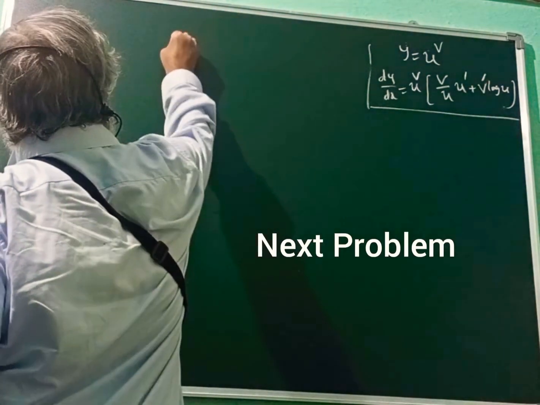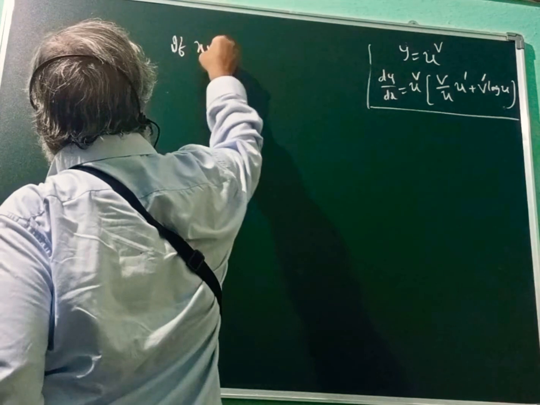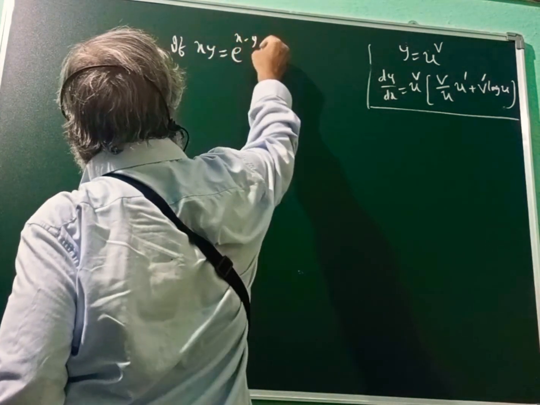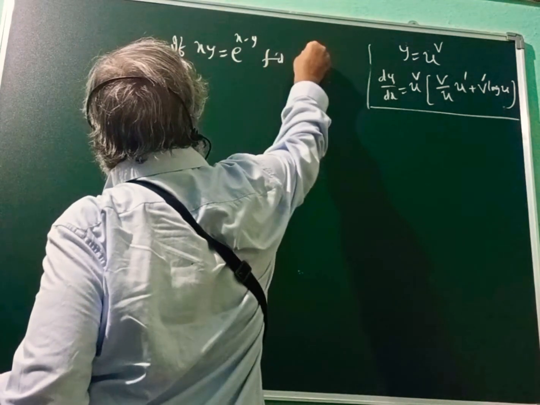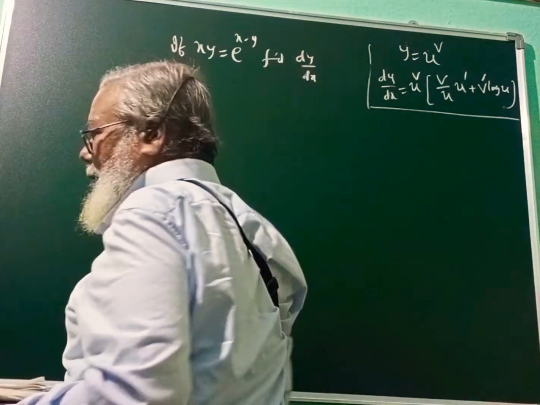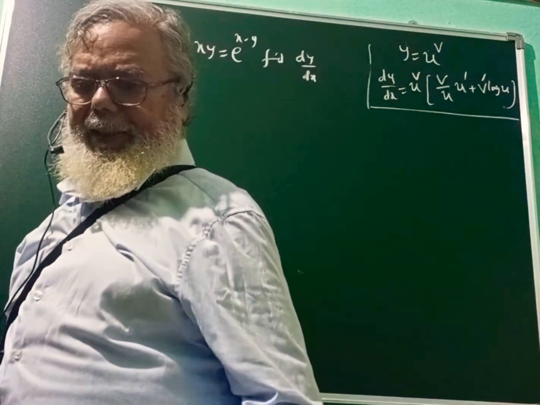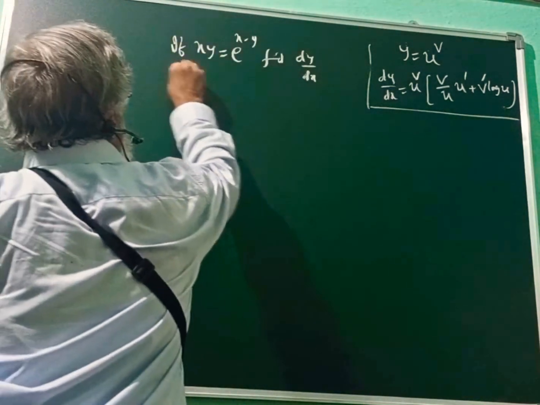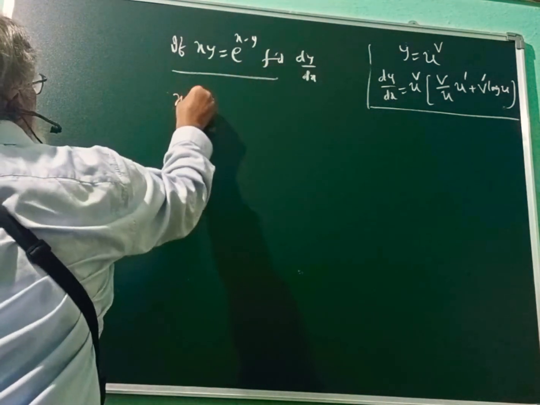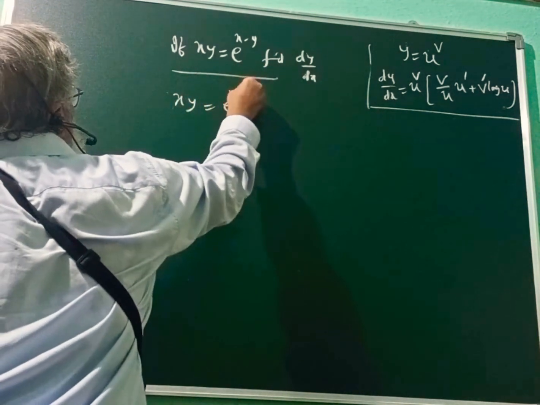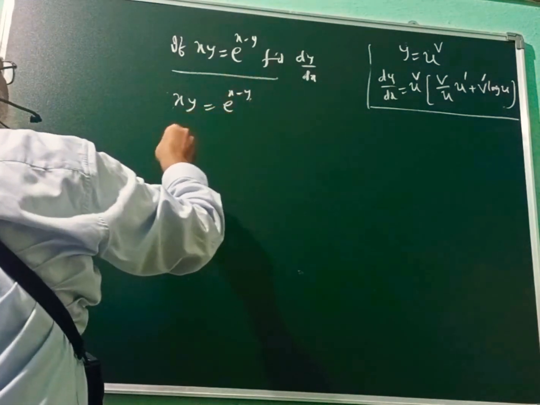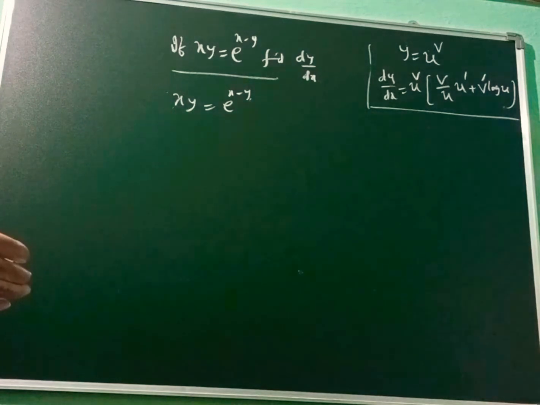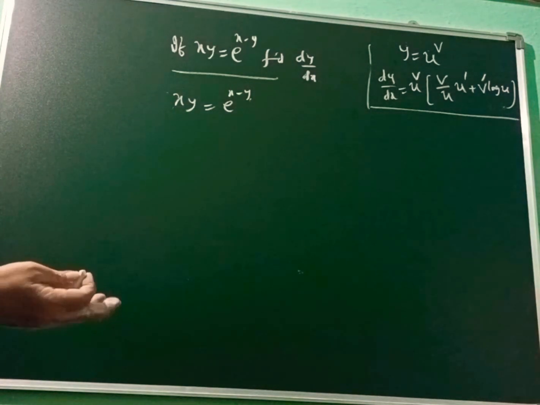If xy is equal to e raised to x minus y, find dy by dx. Now, again, let us write down xy is equal to e raised to x minus y. So directly also here there is no question of applying the logarithmic differentiation. Directly also you can differentiate it.